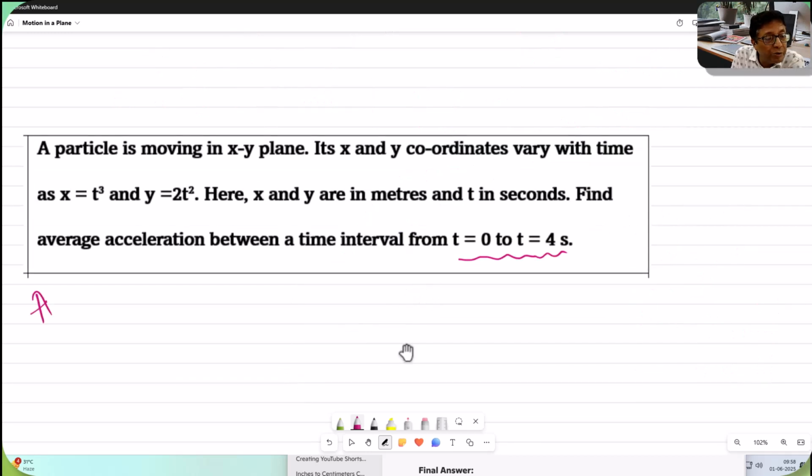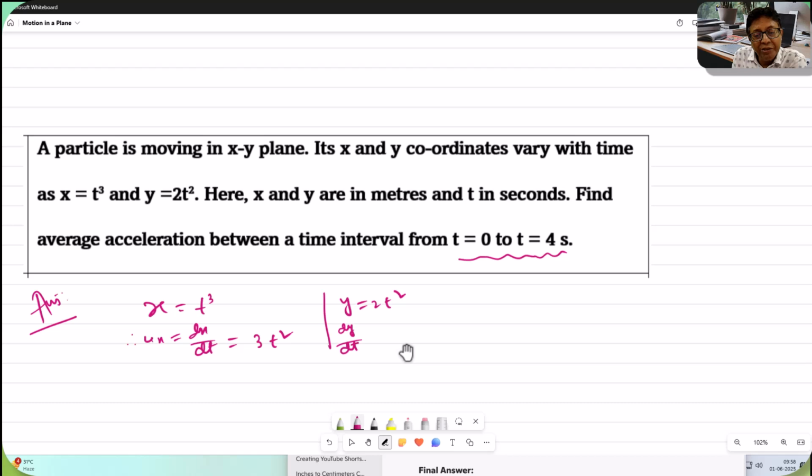In question 4, how to get it? You write Vx first, x of t is given. So Vx is what? Just as we have learned, dx by dt, 3t square. y is 2t square, dy by dt is what? 4t. So you got Vx and Vy. So write the expression for V first. V equal to what? Vx i plus Vy j. Okay?